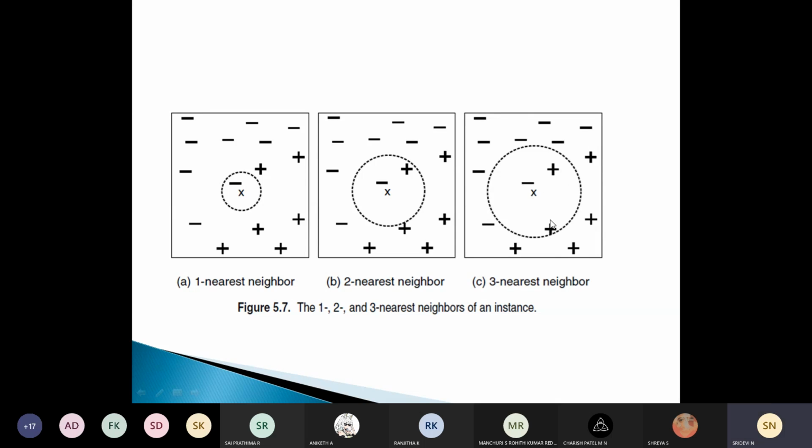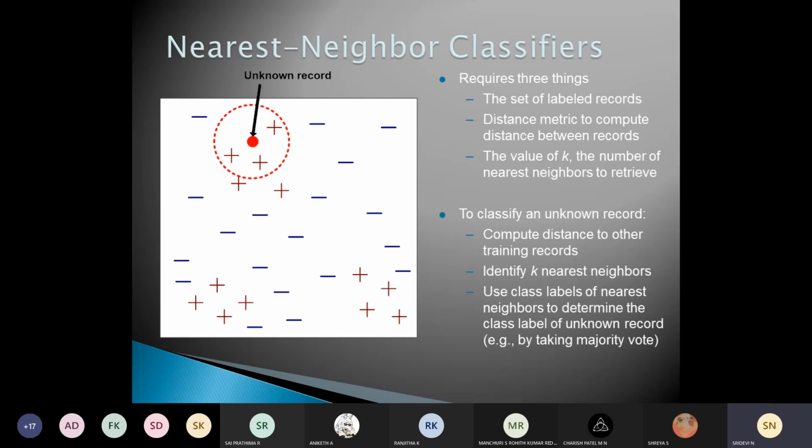Okay, so how do we calculate the distance? What is this nearest neighbor classifier? It requires 3 things. What is that? The set of labeled records. Once again.